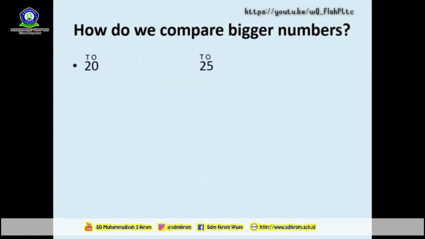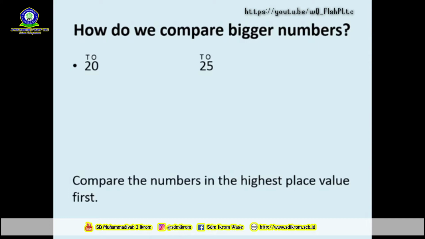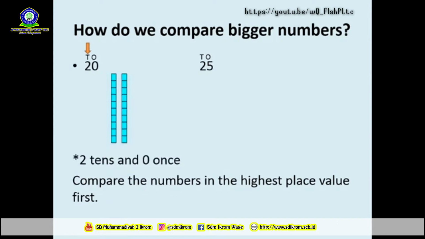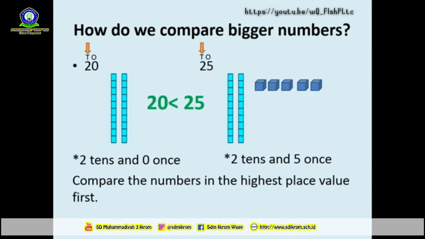I want to compare bigger numbers. For example, 20 compared to 25. I must first look at the highest place value. Look at 20. 20 has a 2 in the tens place value. It has 2 tens and 0 ones. 25 has 2 tens and 5 ones. By looking at the base 10 blocks, I can tell that 20 is smaller than 25. I can write and I can read saying 20 is less than 25.